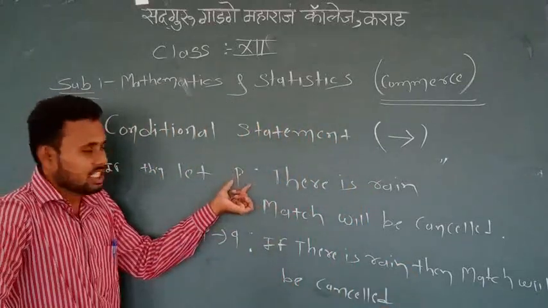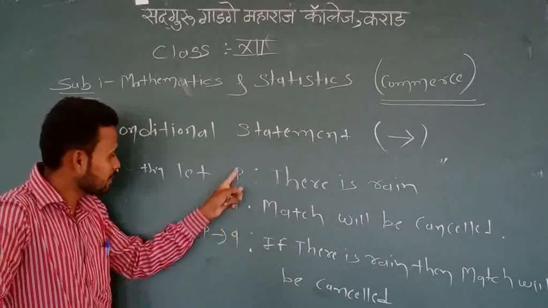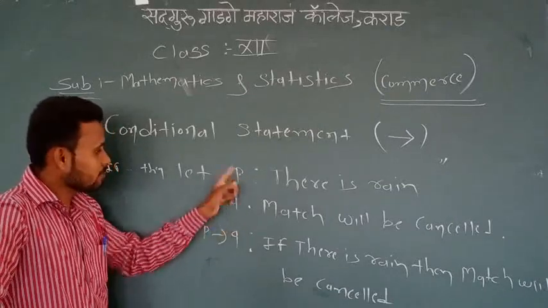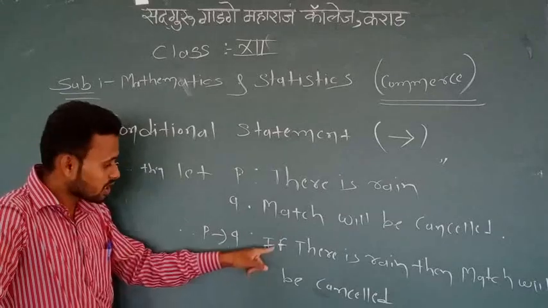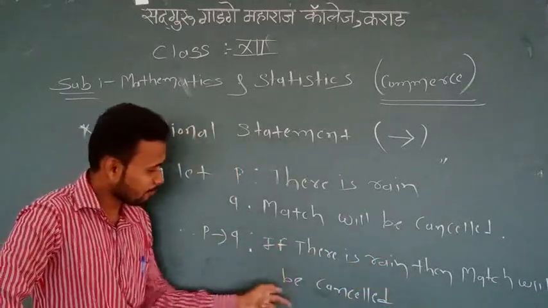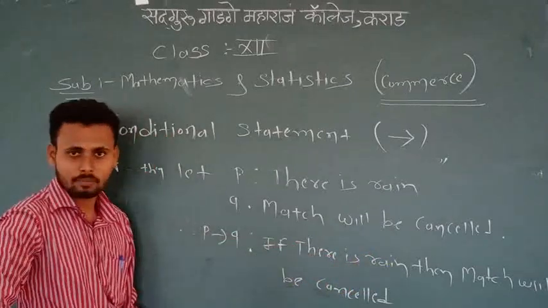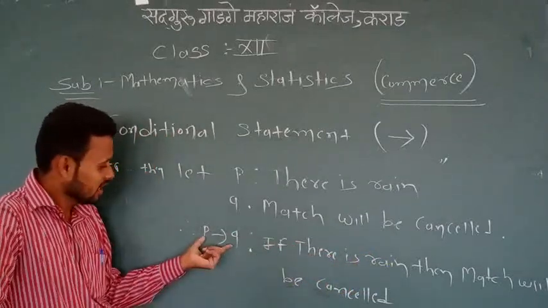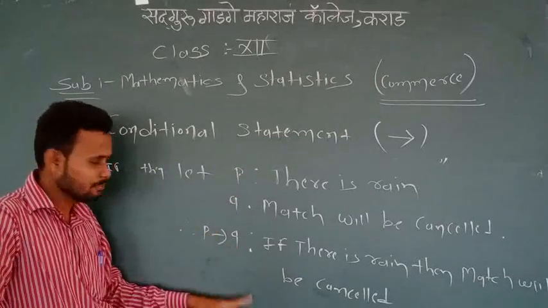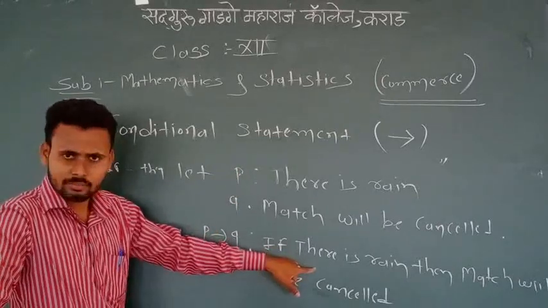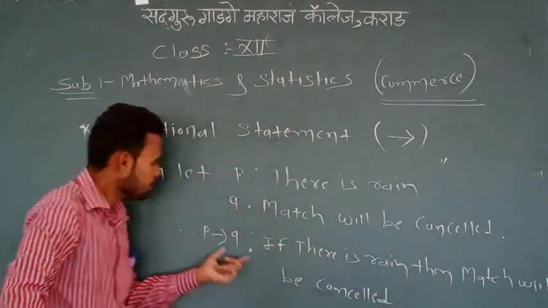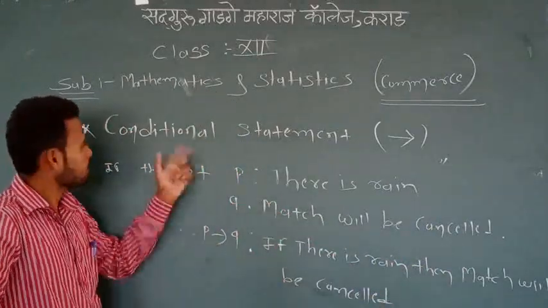Here we have two simple statements P and Q. If we connect these two simple statements by the group of words "if then", the resulting compound statement represents the conditional statement of P and Q. It means P implies Q. Simple: if, then a statement, then after "then" the next statement, that is the conditional statement of P and Q.